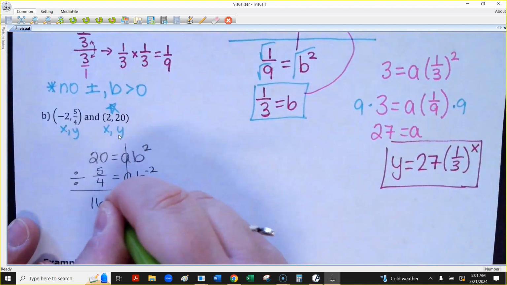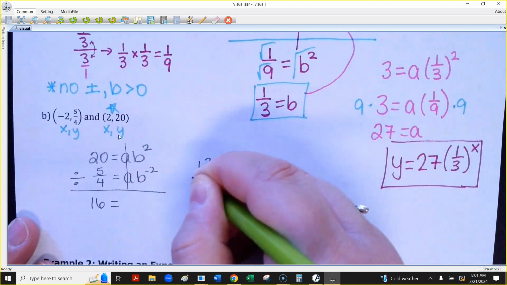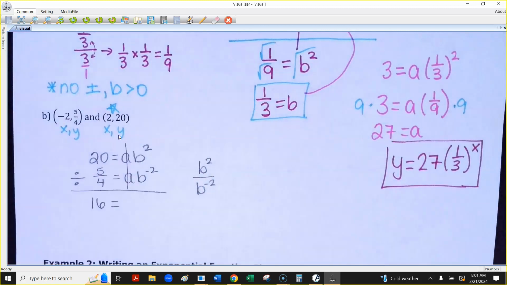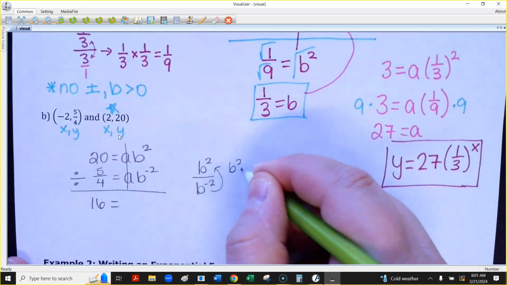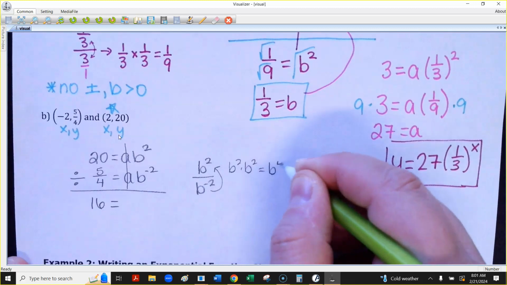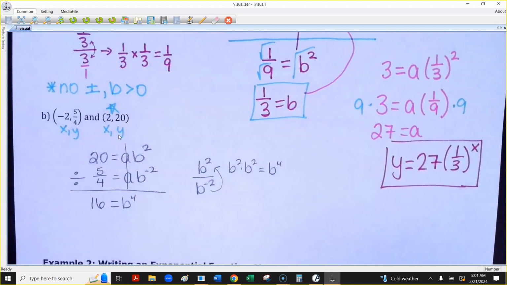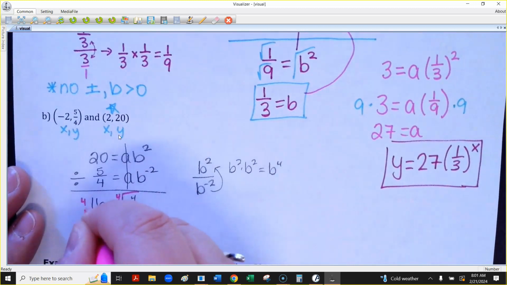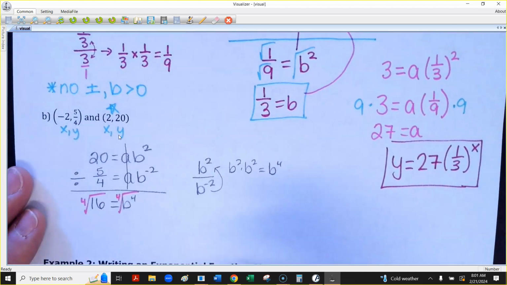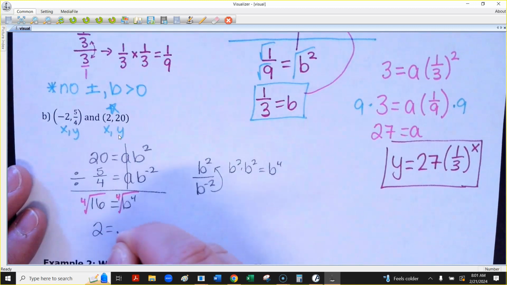Now, if I do b squared divided by b to the -2, what is that going to become? B to the 4th. This would come up to the top, right? And so we'd actually have b squared times b squared, which would end up being b to the 4th. And then this is nice for us because I'm going to take a 4th root to cancel that out real quick. Do you guys remember 4th root of 16? 2. That's my b value.